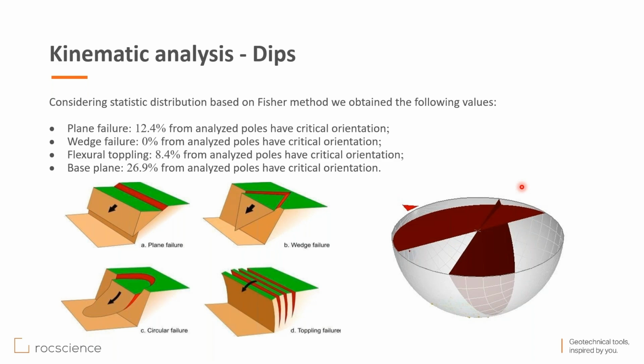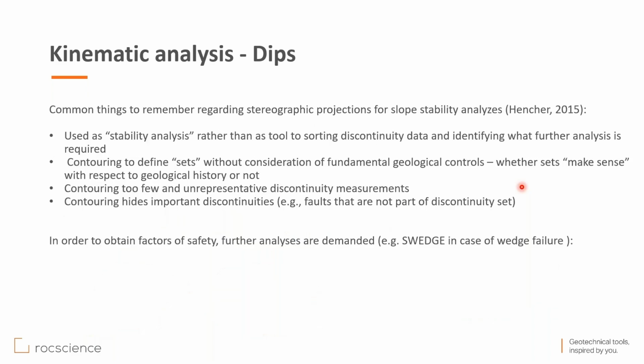And I just put a photo for people who are not very familiar with the types of failure that can occur in rocks. Just to remind that we can have plane failure, wedge failure, circular failure, toppling failure, and of course the direct failure, which is not part of this picture.